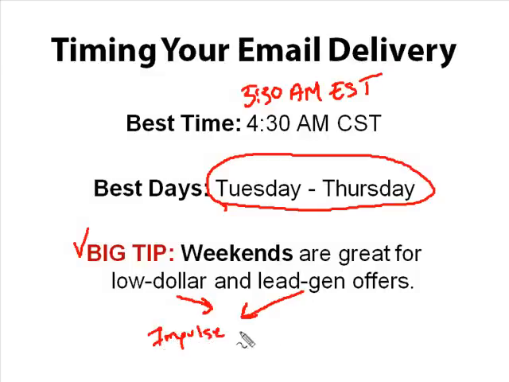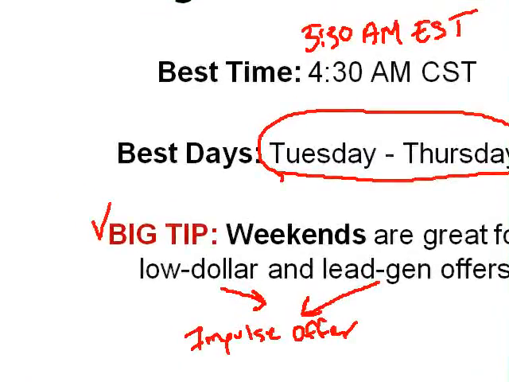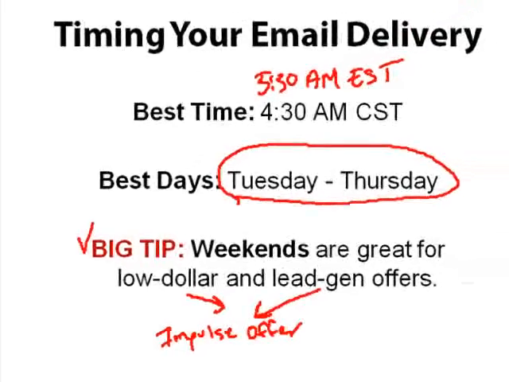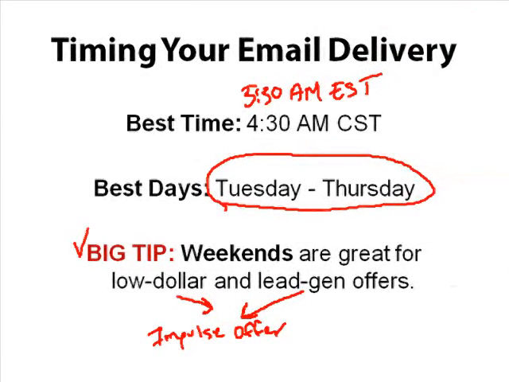The key when you're doing weekend stuff is that it has to be an impulse offer, because people on the weekends are checking their email. Think about it, you check your email on the weekend, right? You don't take the whole weekend off. But you're not necessarily going to have the time. If somebody sends you an offer with a long form sales letter or a 30-minute video selling a $500 or $1,000 or $2,000 product, you're not going to sit there over the weekend, when your kids are outside playing and you've got buddies over for a barbecue, in the right frame of mind to make a major purchase.